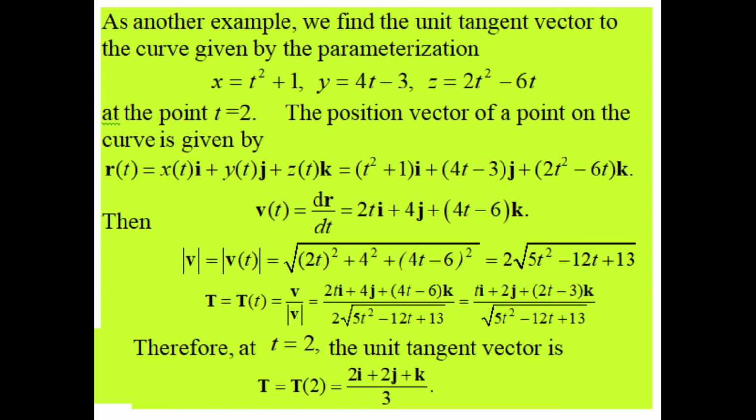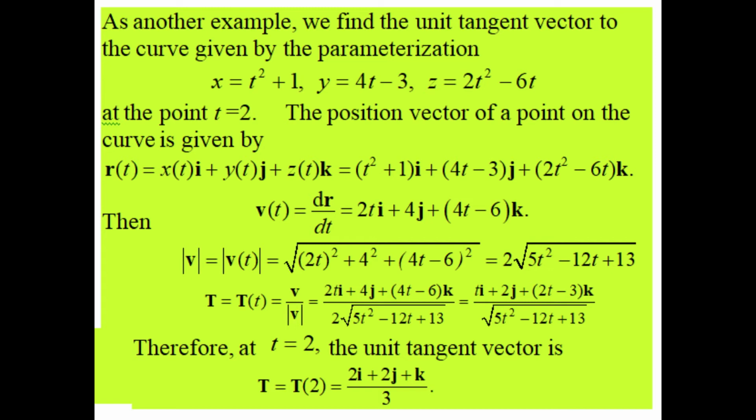As another example, we find the unit tangent vector to the curve given by the parameterization x = t² + 1, y = 4t − 3, z = 2t² − 6t at the point t = 2. The position vector of a point on the curve is given by r(t) = x(t)i + y(t)j + z(t)k, which is equal to (t² + 1)i + (4t − 3)j + (2t² − 6t)k.